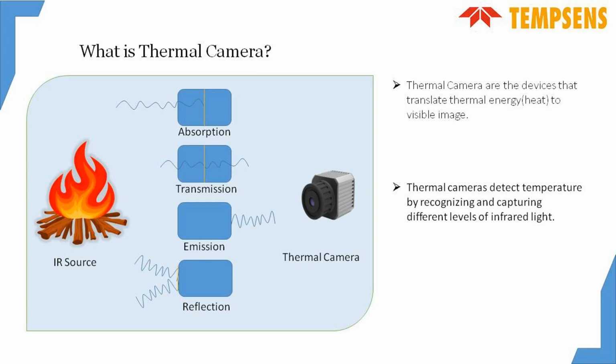What is a thermal camera? Thermal cameras are devices that translate thermal energy to a visible image. When they convert the thermal energy into an image, we are able to identify the hot spot or cold spot on the object. Thermal cameras detect temperature by recognizing and capturing different levels of infrared light emitted by the object.